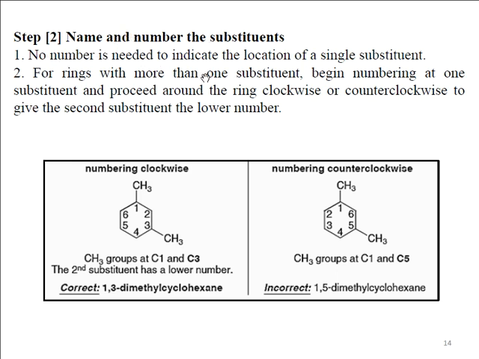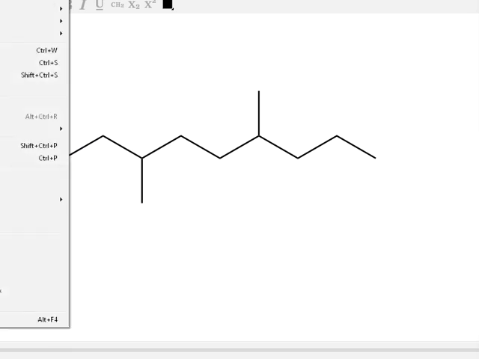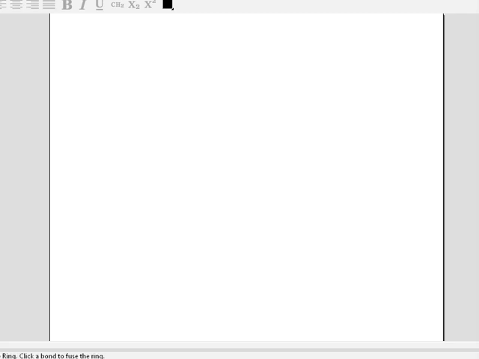No number is needed to indicate the location of the single substituent. What does that mean? If you have a cycle here, like this, this is cyclohexane. If you have just one substituent on this cycle, this methyl group, that means methyl cyclohexane.